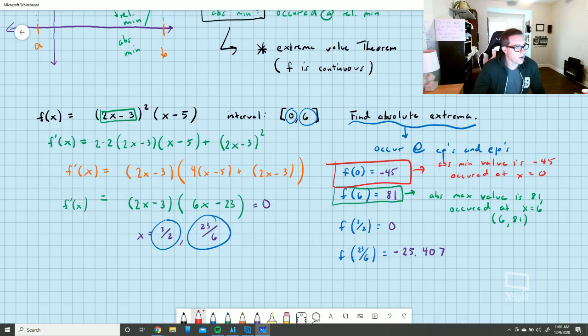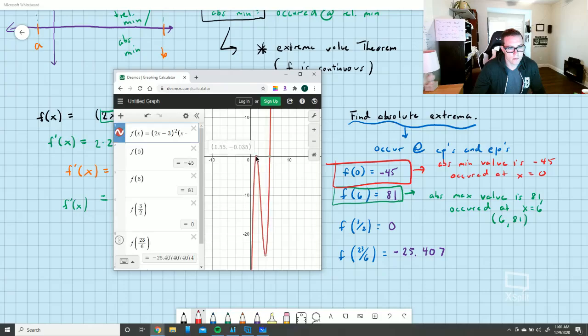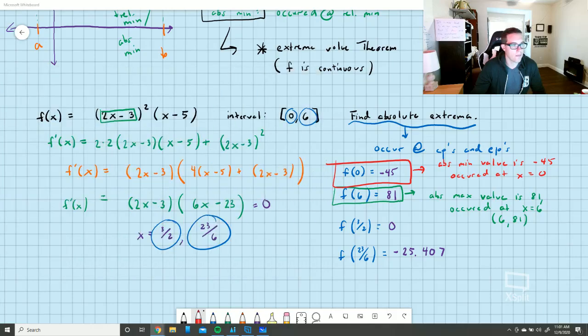And then looking at the graph, there was the 3/2, 1.5. It was a relative max, but it was not the absolute max. And then here was 3.833, 23 over 6. It was a relative min, but it was not the absolute min. That's basically all we're doing.